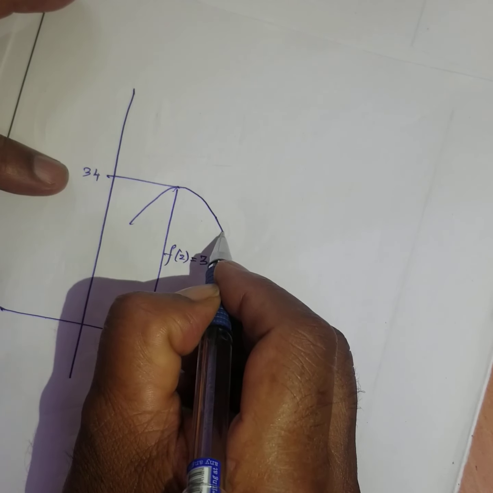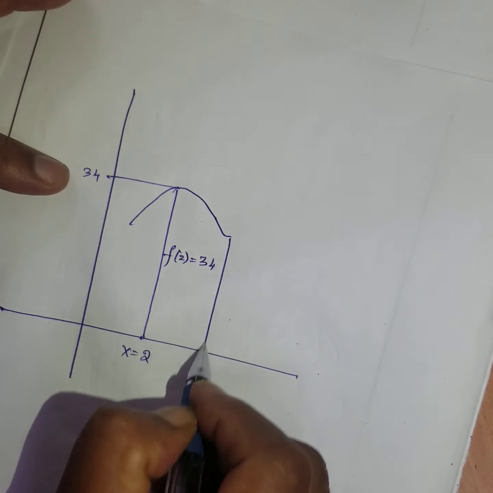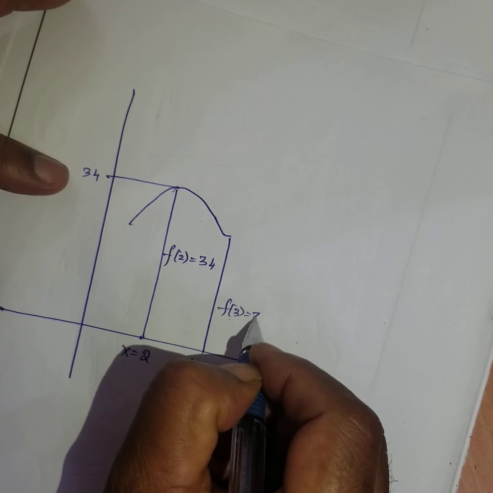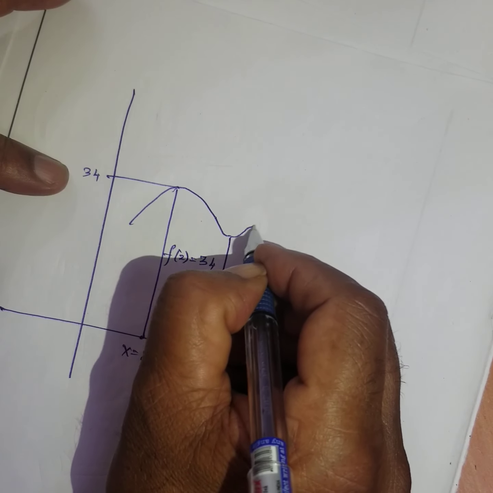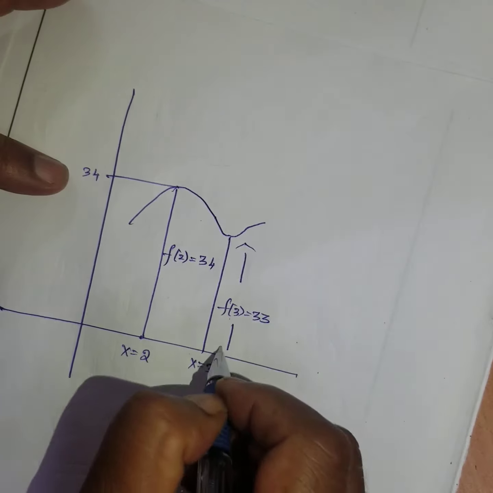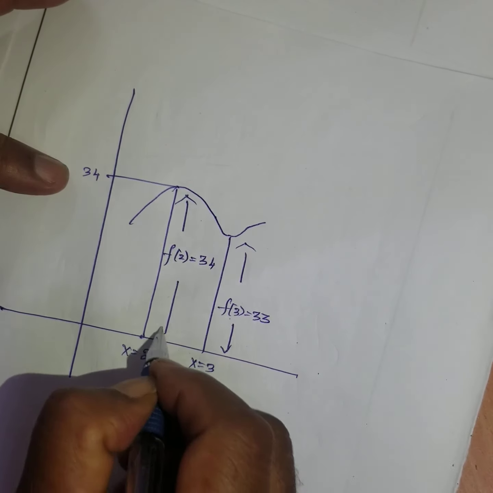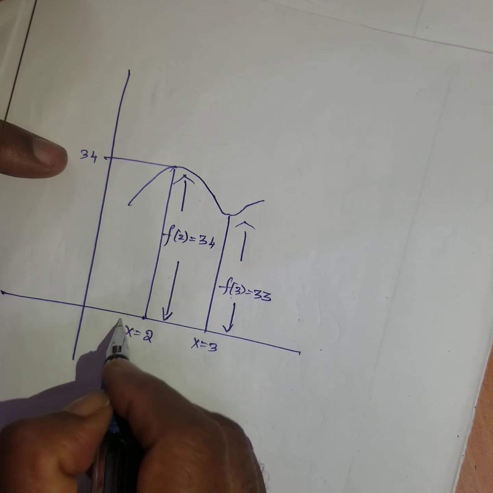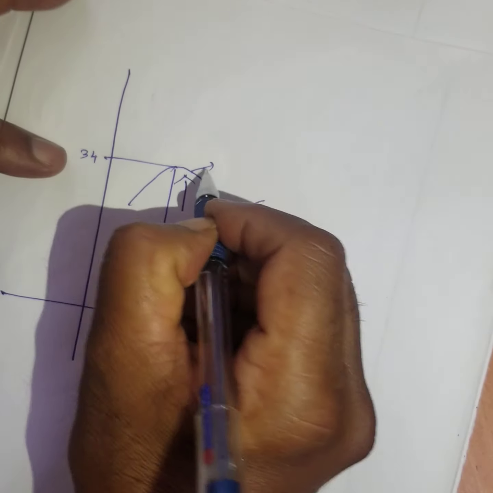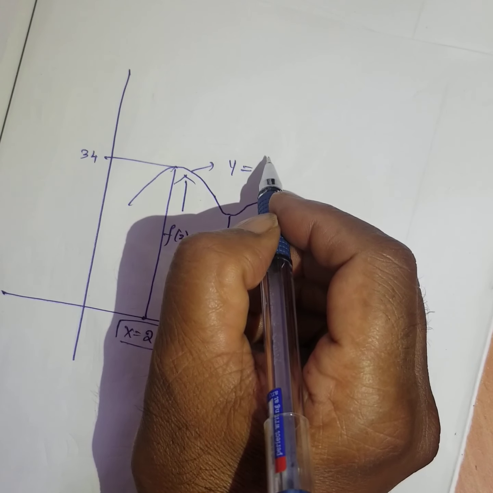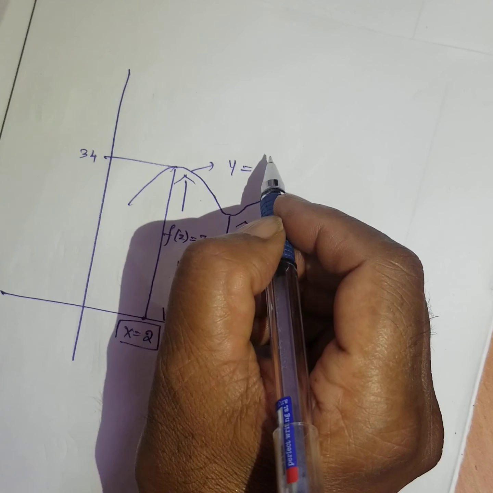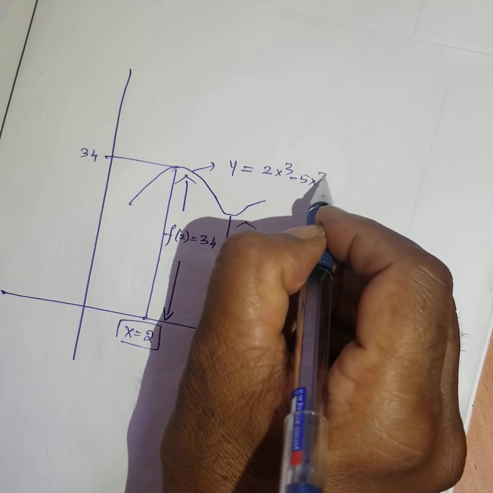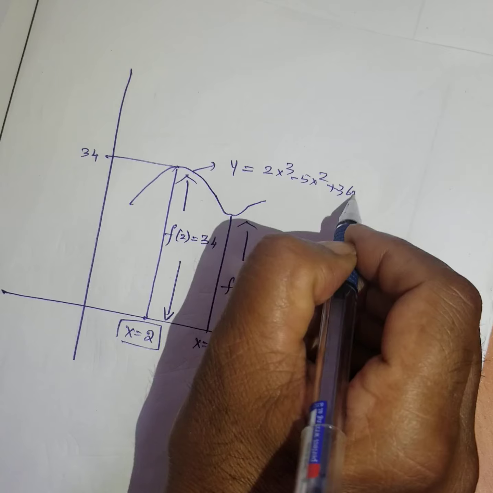Then this is the minimum. When x equals 3, function of 3 is equal to 33. This height is 33. This height is 34. Therefore, what is function of x here? Y is equal to, you have got it now. What is this? 2x cube minus 5x square plus 36x plus 6.